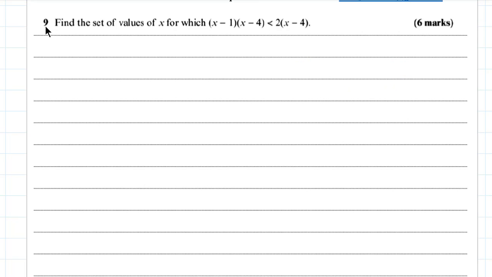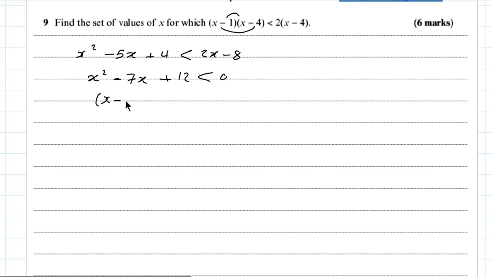Very nice question. 9. Find the set of values of x for which... okay, we can expand it at first to be x squared, and then minus x minus 4x, it will be minus 5x, and finally plus 4, less than 2x minus 8. Very good. And then collect them together here: x squared minus 5x minus 2x will be minus 7x, and plus 4 plus 8 will be plus 12, less than 0.